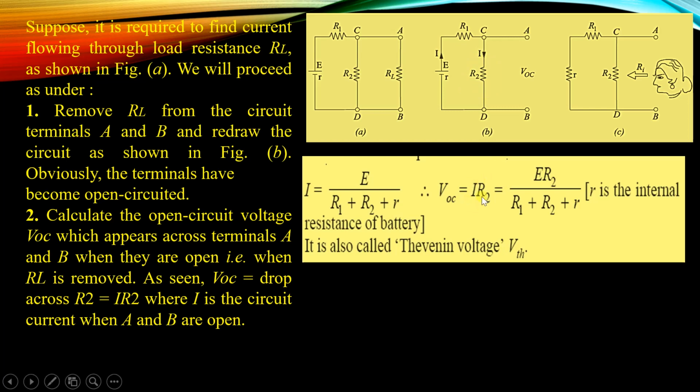So we put the value of I into this equation and it becomes VOC is equal to E R2 upon R1 plus R2 plus r. Here r is the internal resistance of the battery, and this is also known as Thevenin's voltage Vth. So this is how we find the Thevenin voltage when the battery has an internal resistance.